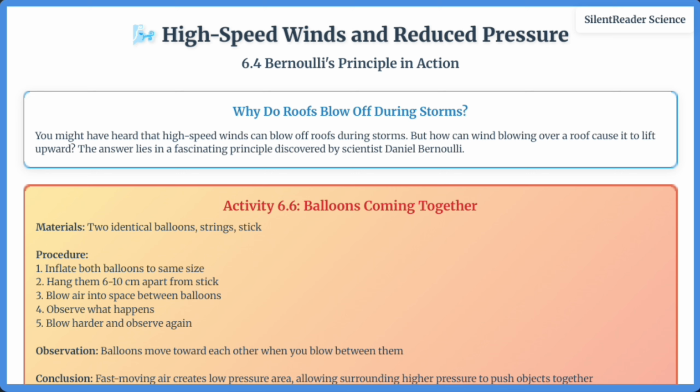This same principle explains why roofs can blow off during storms. When high-speed wind blows over a roof, it creates low pressure above the roof. If doors and windows are closed, normal pressure inside can push the roof upward. That's why it's safer to keep windows and doors open during high-speed winds. It allows pressure to equalize, preventing roofs from blowing off.